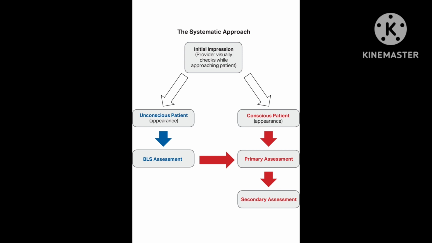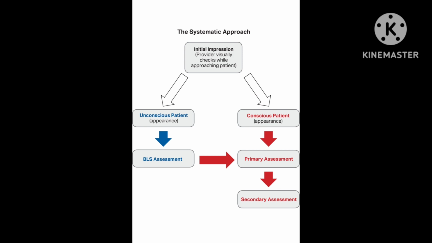The second one is primary assessment. In primary assessment, first airway, second breathing, and then circulation. In airway, we want to check if there is any obstruction, any secretion, whether the airway is maintained and patent. And in breathing, we want to check the respiratory rate, the respiratory effort, air entry, any added sound, and how much the saturation is.